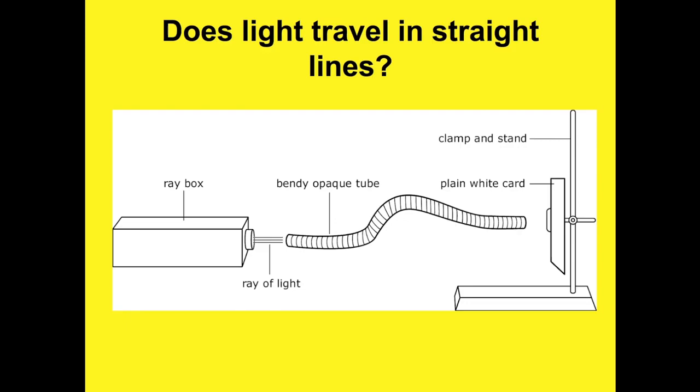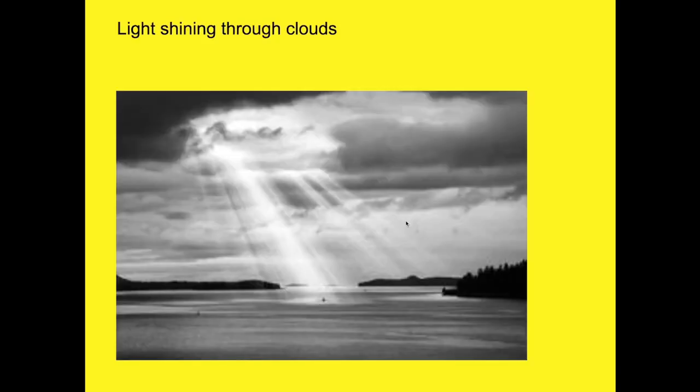So here's an experiment. I don't know whether you have the ability to do this at home, but if you can shine light down through a piece of hose pipe maybe, or maybe a slinky with all the coils very close together, then you can see that light will only travel through this tube if the tube is actually straight. If you bend it, it doesn't work.